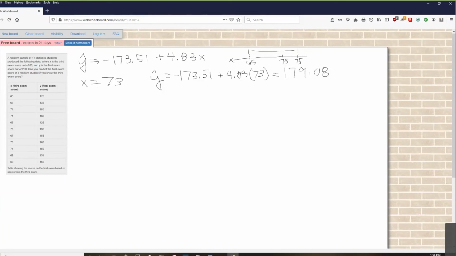Now, let's say that I want to predict something that's outside of this range of data values. Let's say I wanted to find out for a student that had a score of 90, what is likely to be their final score? We're going to do the same thing. So let's say X equals 90. Then we plug that in.